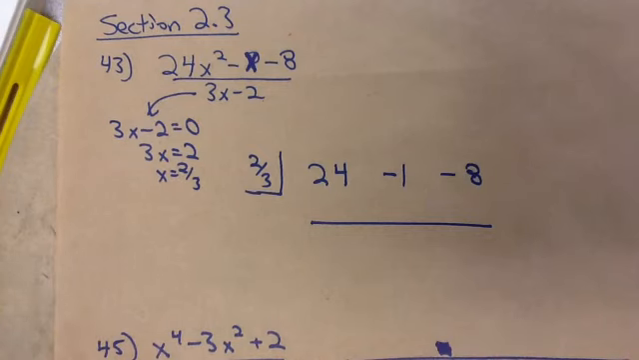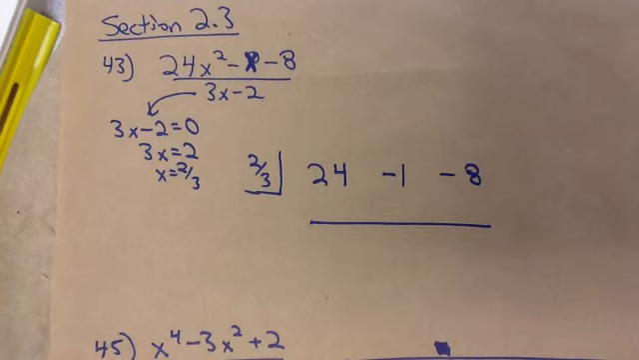So we're looking at section 2.3 homework solutions. This is on page 171 in the review exercises in the back. For number 43, we start with needing to do long division of polynomials. Instead of doing long division, though, we've done synthetic division in class, so we'll keep that up.